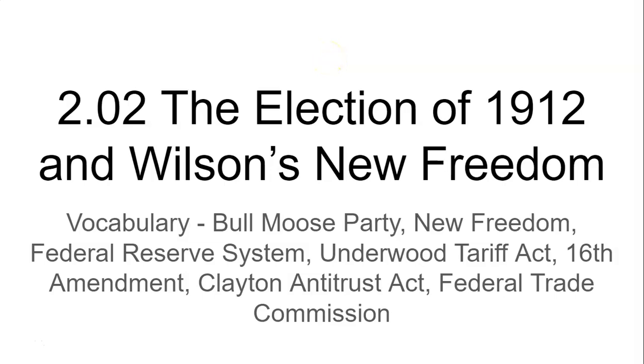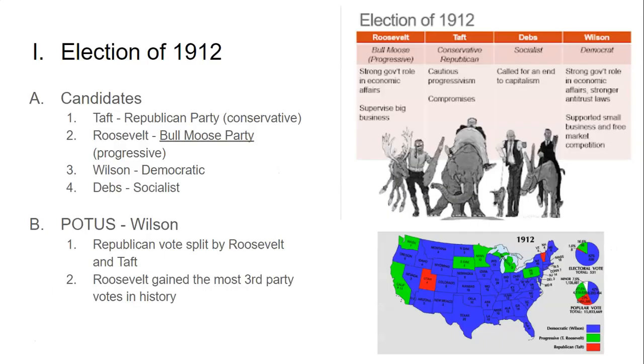Welcome back, guys. Today we are going to be looking at the election of 1912. It helps to formalize some of the ideas of modern political parties, and we will look at Woodrow Wilson's presidency and his package of progressive policies known as New Freedom. So we'll start with the election of 1912.